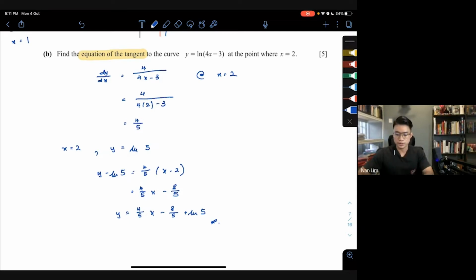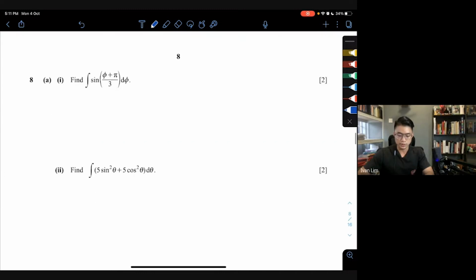All right, let's move to the next one. 8a: find the integral of sine of theta plus pi over 3, d theta.